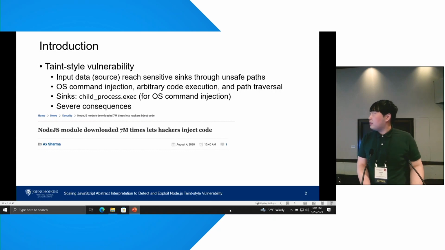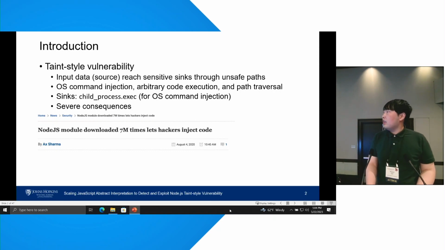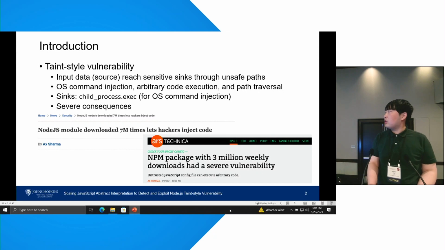In 2020, a Node.js package had a code injection vulnerability, leaving 7 million potential users in danger. In 2021, another Node.js vulnerability affected 8 million users per week. To prevent such vulnerabilities, one measure that developers can take is static analysis.